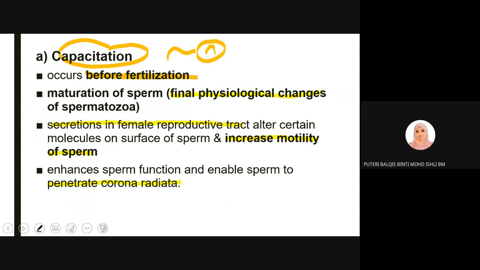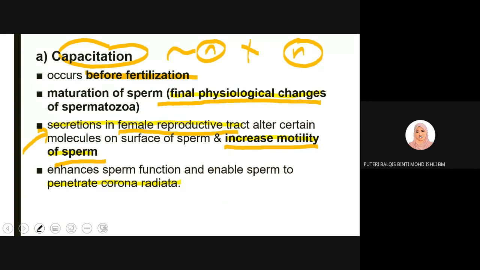Maksudnya sperm dengan secondary oocyte tak jumpa pun lagi before fertilization. Why? Because it is the final maturation of sperm, it will increase motility. As you can see, before we started our class, I showed you 2 videos. In the first video, once the sperm enter the female reproductive tract, its movement will become faster. Dia punya tail tu akan bergerak dengan lebih laju. Tadi dia gerak macam ni je, tapi dia akan bergerak dengan pusing macam tu, laju lagi. That is capacitation: final maturation of sperm, increased motility of sperm.